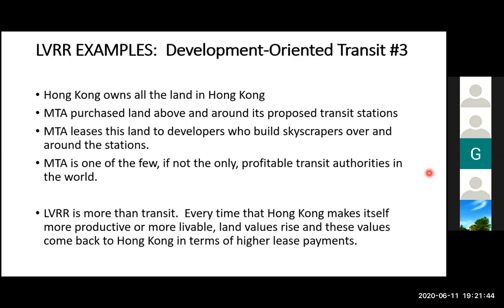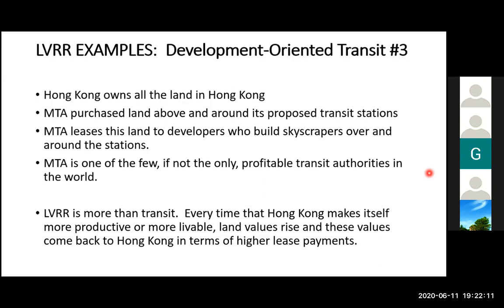Yes, it's true. Hong Kong is ideal for transit. It's very dense, and so you've got a lot of people going the same direction at the same time. So transit operations are very efficient in Hong Kong, no doubt about that. But they're also making a lot of money by returning and recycling that transit-created land value. It's coming right back to the transit authority that created it.